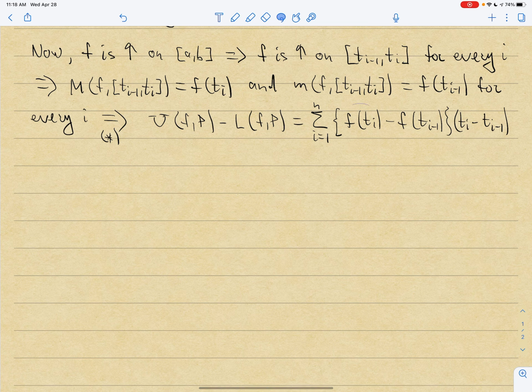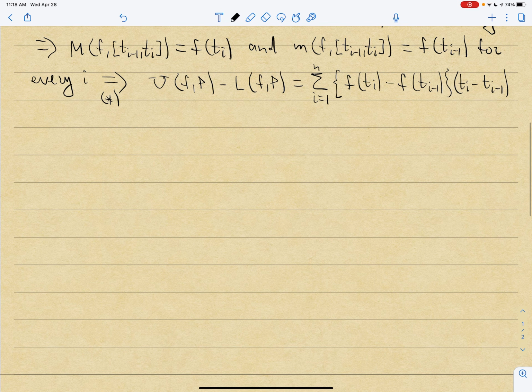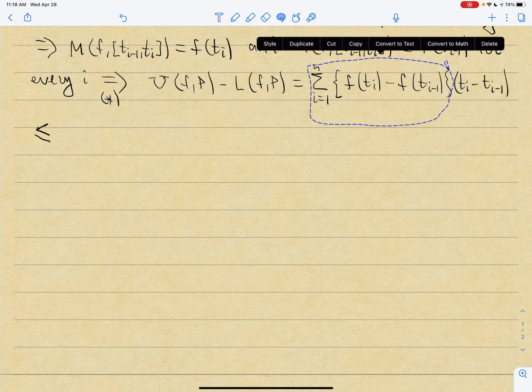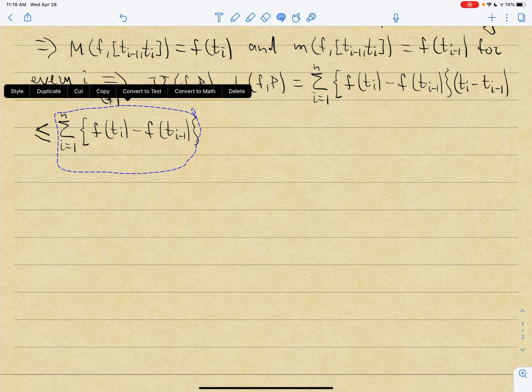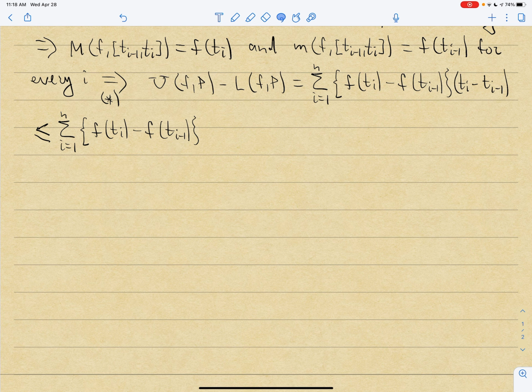Now, f of t_{i-1}, the function is increasing. This is a positive number. This is a positive number. So if I replace these multipliers by their largest value, I'm going to increase the entire expression. And so this then is less or equal than the same sum, but I can replace f of t_{i-1} by mesh of P, right? That will make the whole expression bigger.